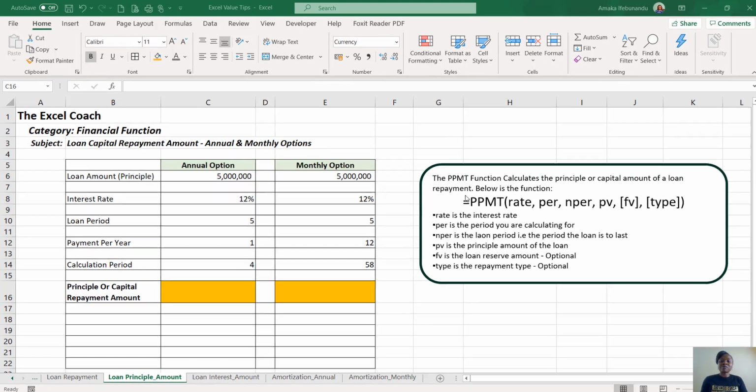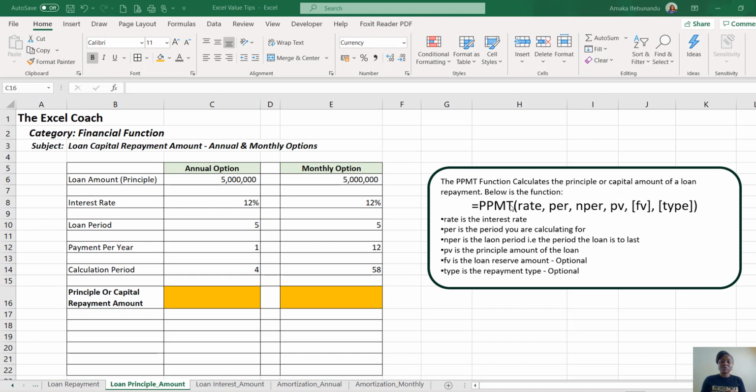As you can see, this is the function we'll be using, the PPMT function, and this is the syntax or the argument of the function. The rate here stands for the interest rate. The PER is the period we are going to be calculating for. The NPER is the loan period. The PV is the principal amount of the loan. The FV, though optional, is the future value of the loan reserve amount, and the type is a repayment type. These two arguments are optional. So for the purpose of this training, I'll be working with the first four arguments.